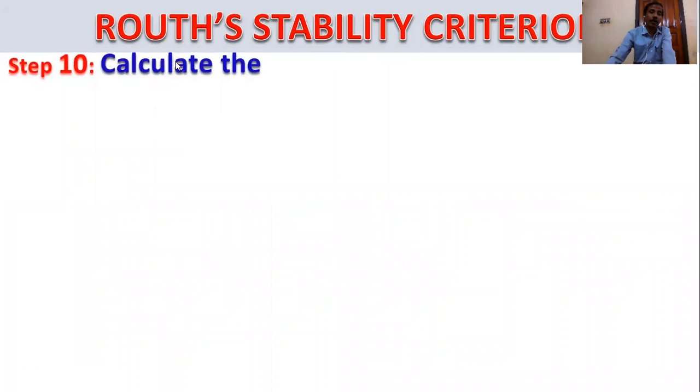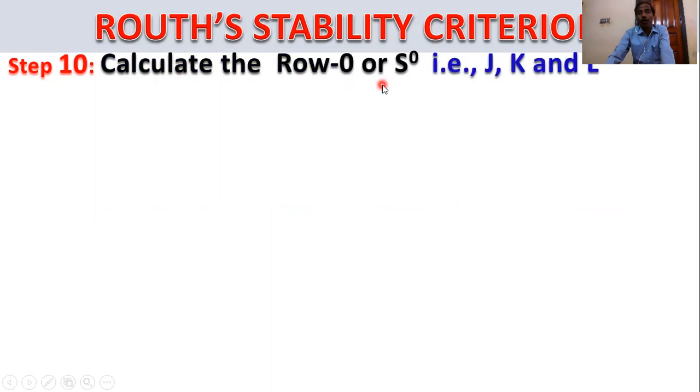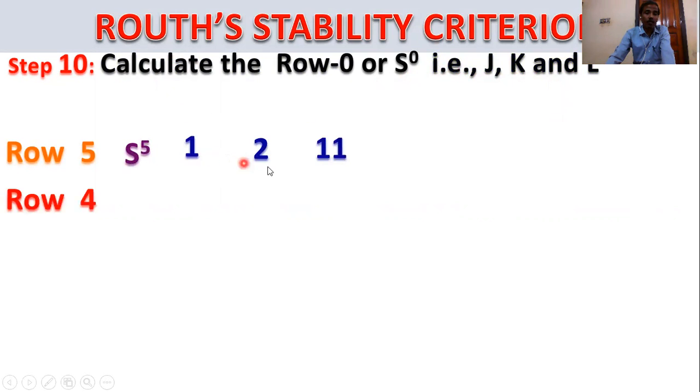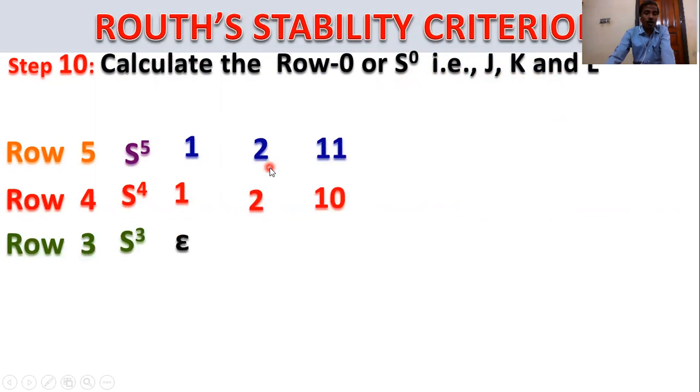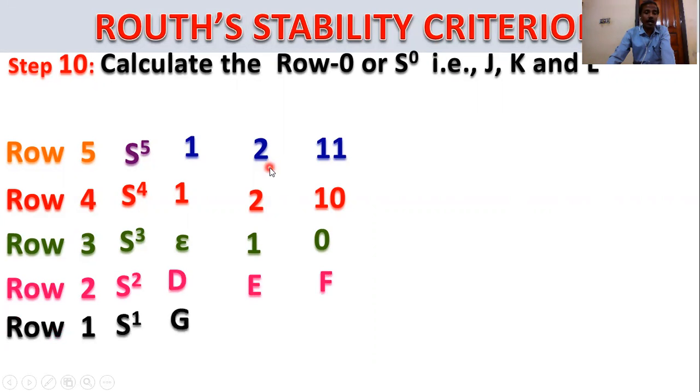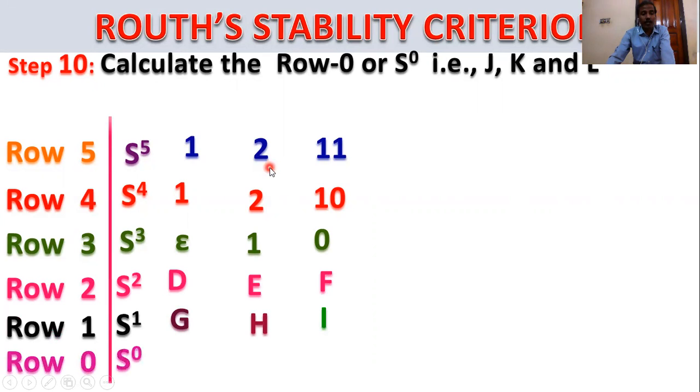Next step, step number 10. Calculate row 0, or s to the power 0, that is J, K, and L. So row 5, s to the power 5, is 1, 11; row 4, s to the power 4, is 1, 10; row 3, s cube, is epsilon, 1, 0; row 2, s square, is D, E, F; row 1, s to the power 1, is G, H, I; and row 0, s to the power 0, is J. What is the value of J?